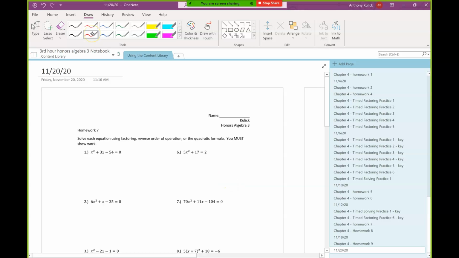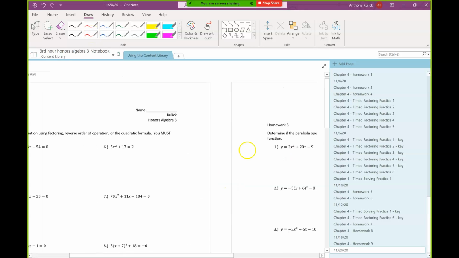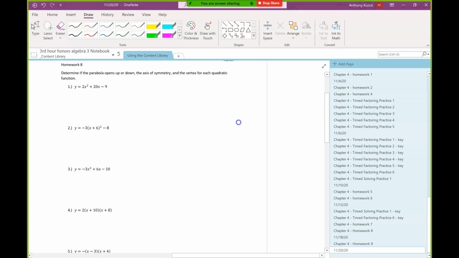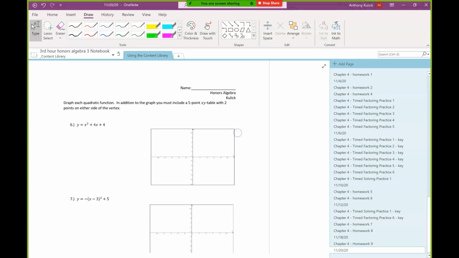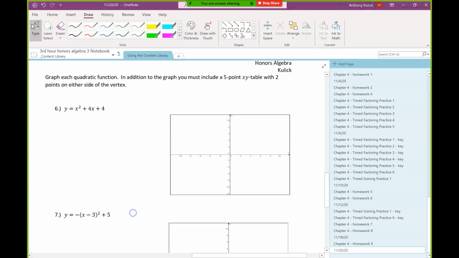So we have number 6 from homework 8. So looking at homework 8, number 6. So the first thing I need to do is determine what the vertex is. So I note that this is standard form.